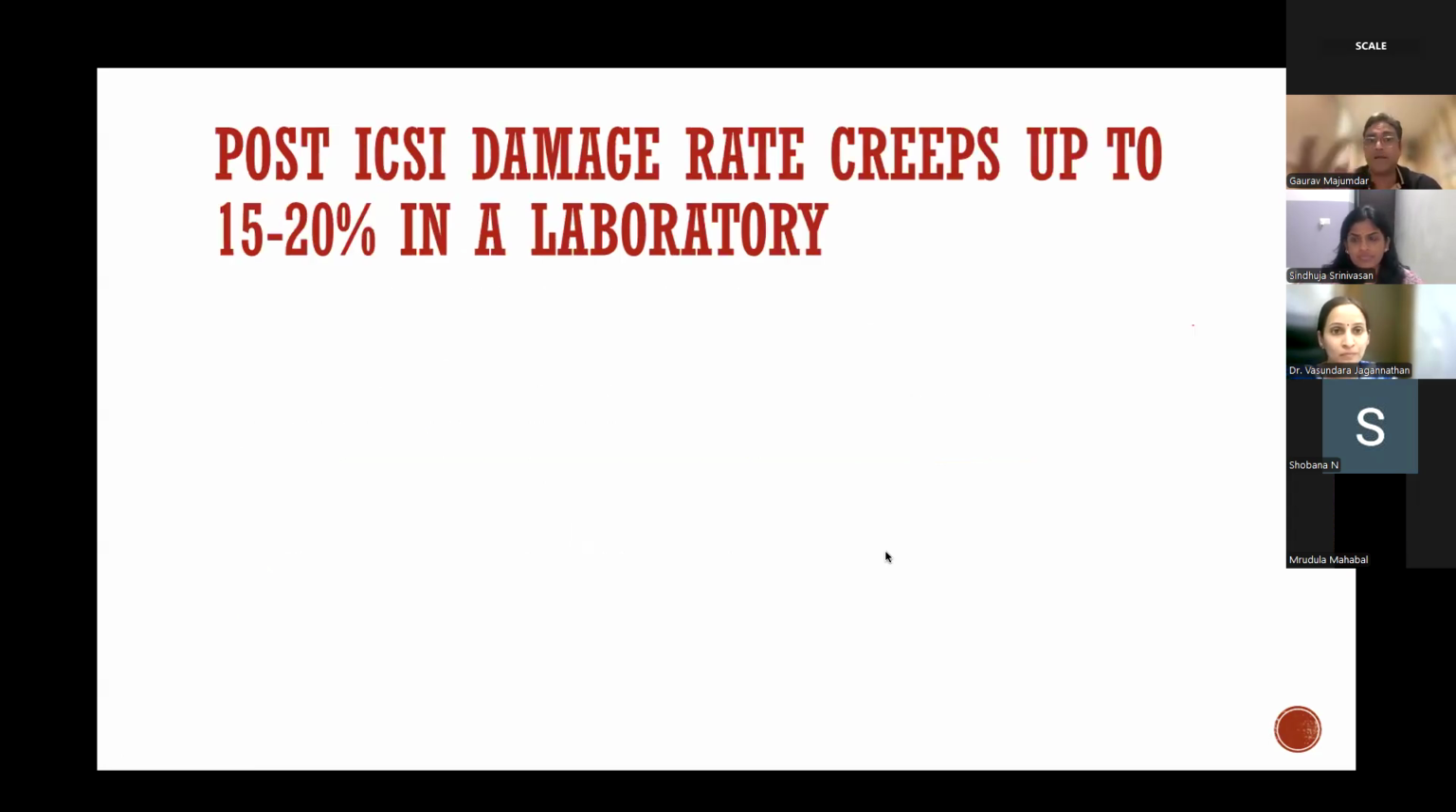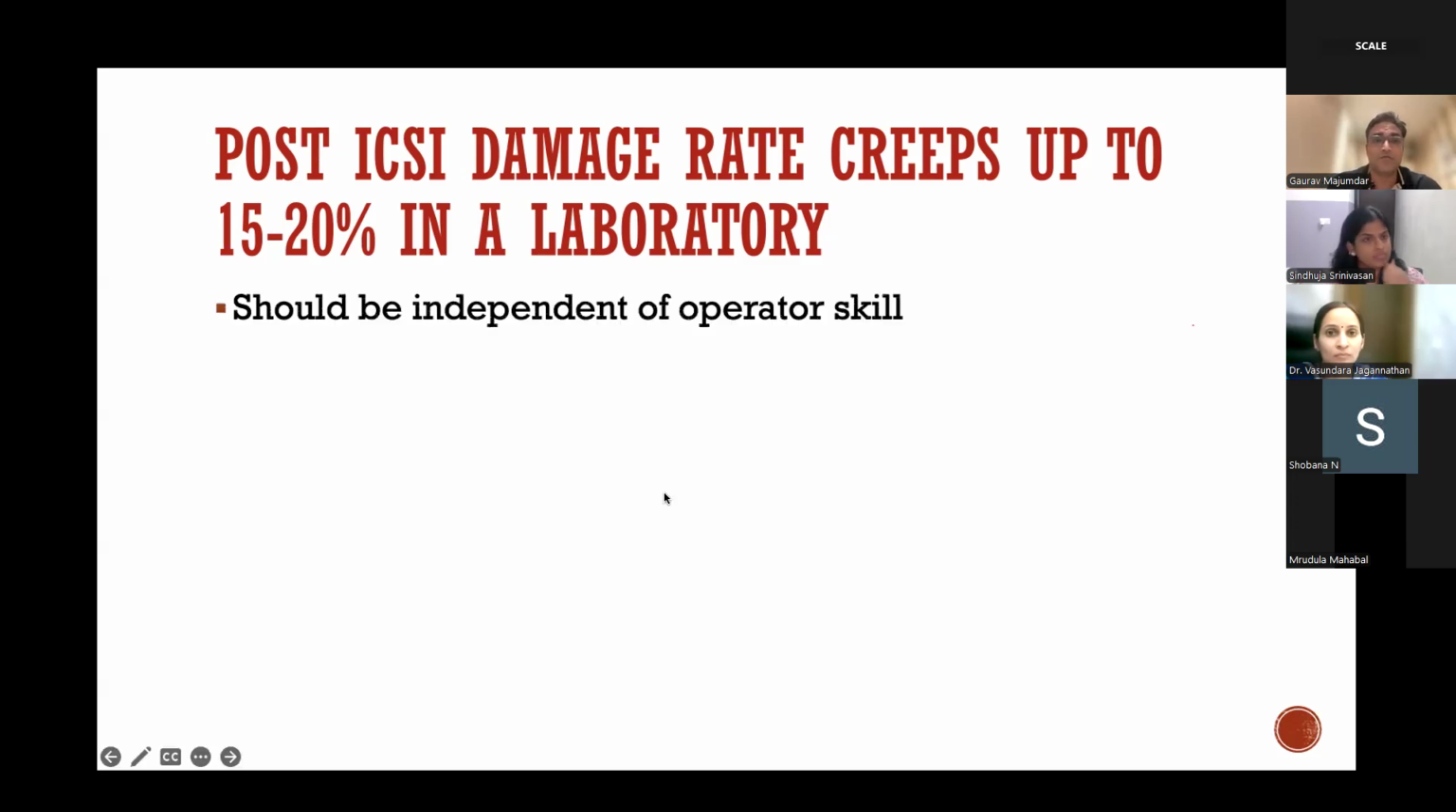Especially the handling media. Then another very important troubleshooting issue with respect to ICSI is damage rate, which suddenly creeps up in a laboratory. You suddenly start seeing, over a period of time, over a month or 15 days or 2 months, that a lot of eggs are getting damaged. Almost 2 out of every 10 eggs injected.